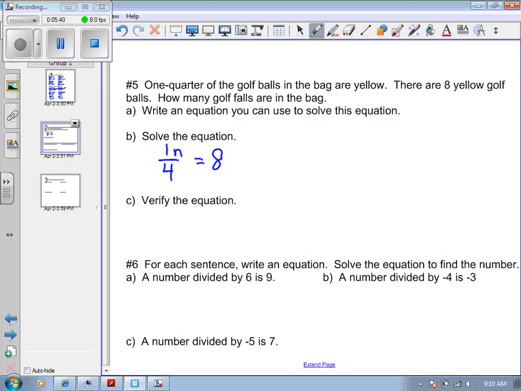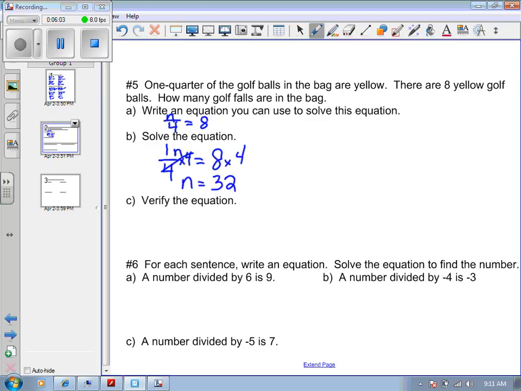So to rewrite this, N over 4 equals 8. So now we have to solve this. We're going to multiply both sides by 4. These 4's cancel out. N is now equal to 32.